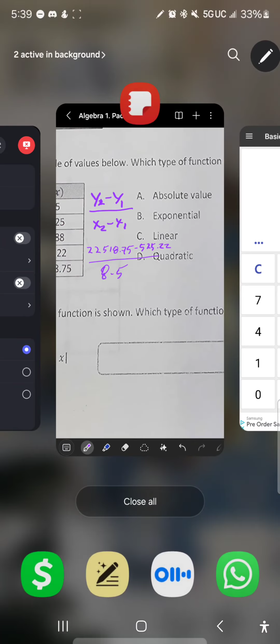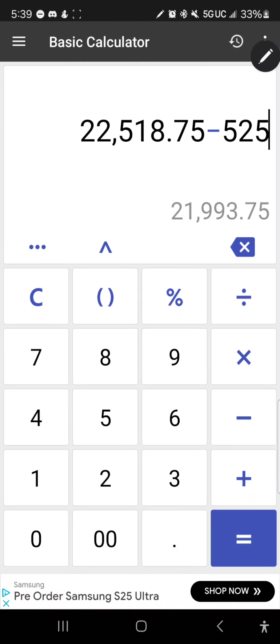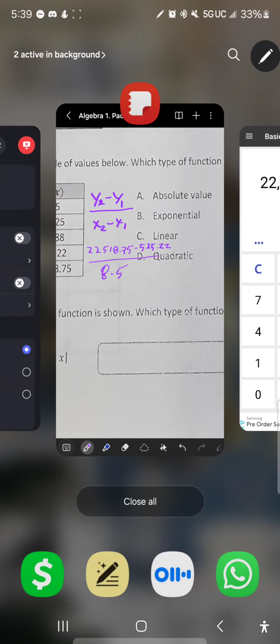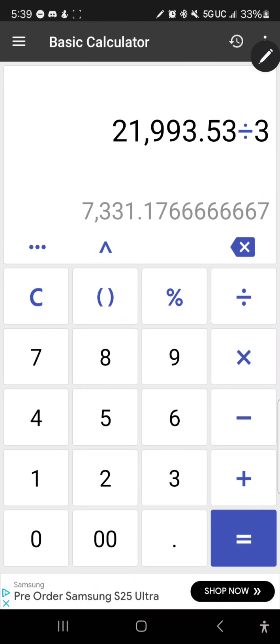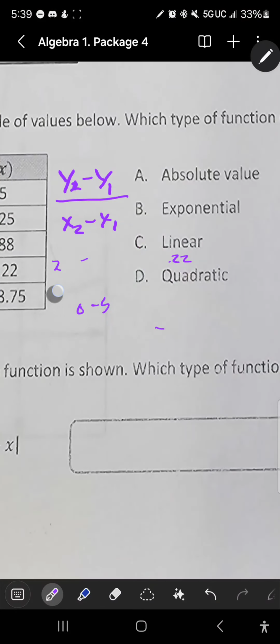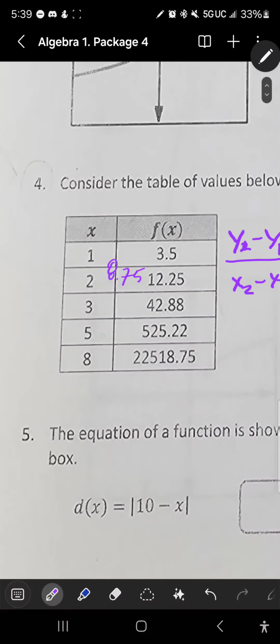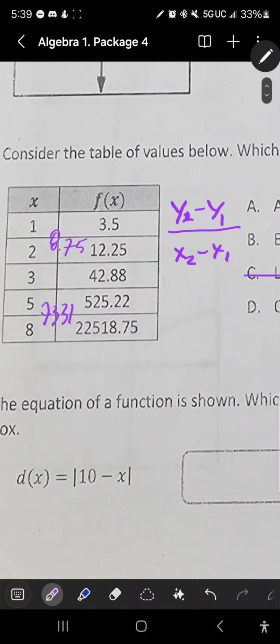22,518.75 minus 525.22. Yep. We get this big number. And then we need to divide it by 3 because 8 minus 5 is equal to 3. So we divide it by 3, and we get about 7,331 approximately. You can see the difference of the slopes is very significant. So, of course, this is not a linear equation.